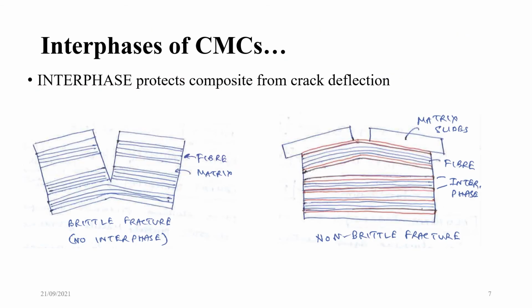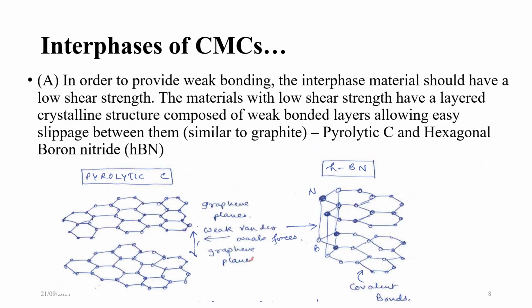The interface also protects the composite from crack propagation. What we see on the left, there is no interface, so the crack passes straight in the transverse direction. So the straight lines, this is the fiber, and in between you have the matrix, and it's a complete brittle fracture. Whereas to have a non-brittle fracture, we need to have an interface between the fiber and the matrix. So what happens after the matrix fractures in the transverse direction, then it slides. In order to provide weak bonding, the interface material should have a low shear strength. That means it has to fail in shear.